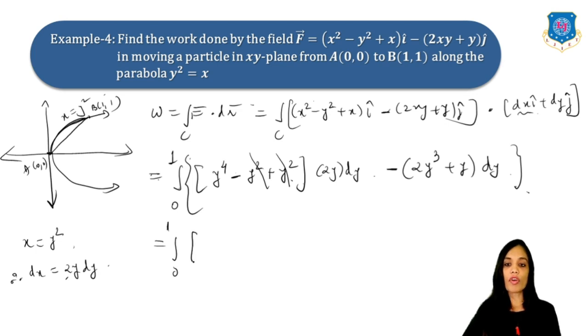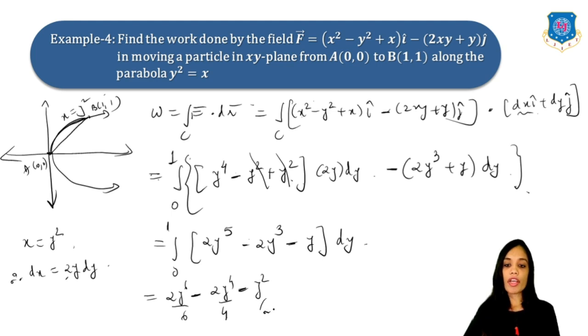Integration from 0 to 1 of 2y raised to 5 minus 2y cube minus y times dy. This is what is remaining. Now just integrate, so it will be 2y raised to 6 upon 6 minus 2y raised to 4 upon 4 minus y square by 2, from 0 to 1.